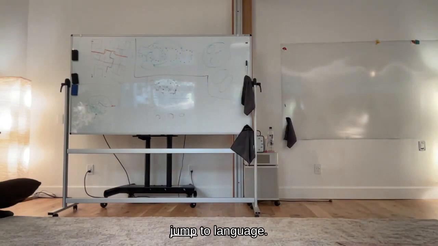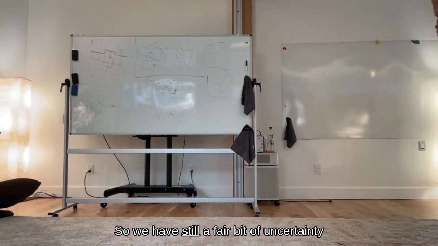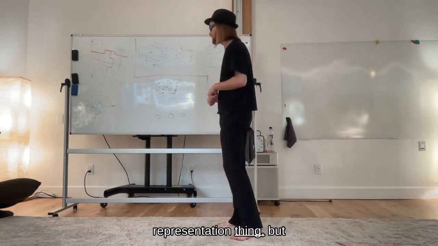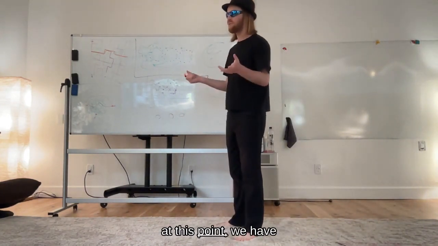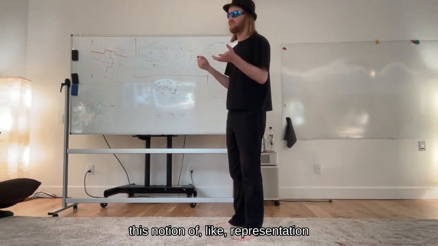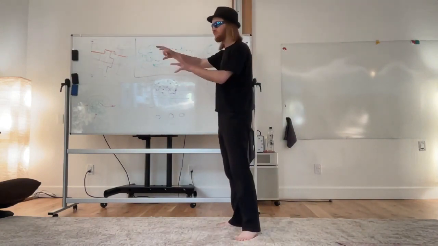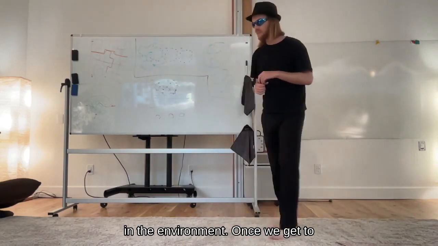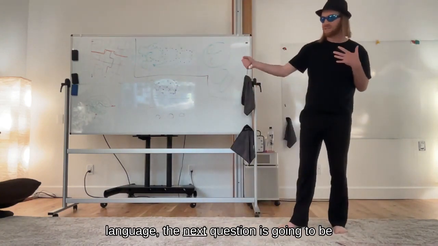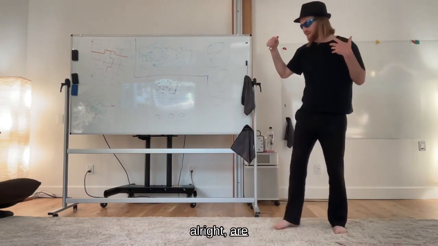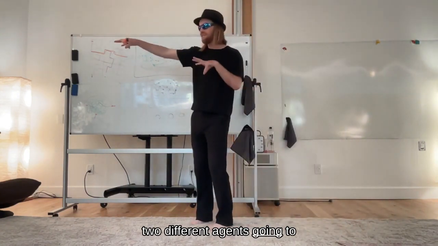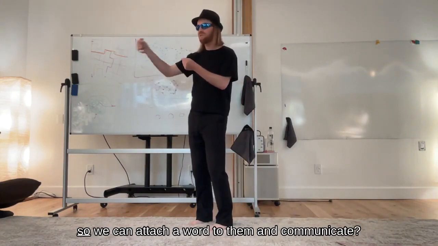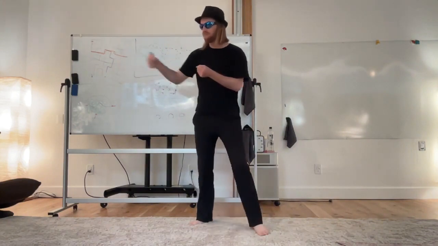Then let's jump to language. So we still have a fair bit of uncertainty about the gears of this representation thing, but at this point we have this notion of representation of these internal things that map to things in the environment. Once we get to language, the next question is, are two different agents going to have two of these internal things that are isomorphic to each other so we can attach a word to them and communicate?